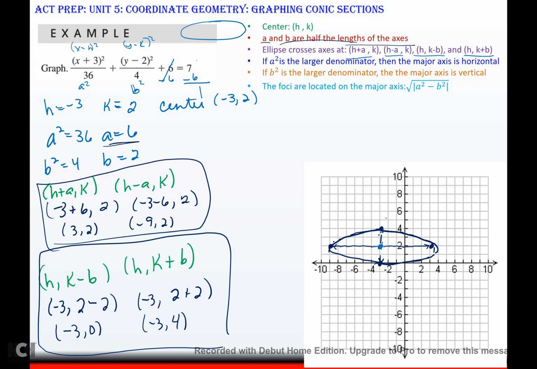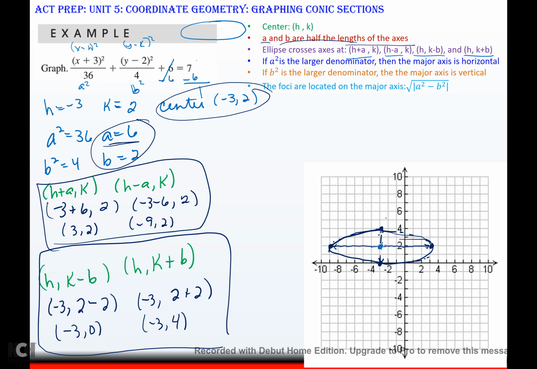Now, we could do a better job, and we could get our foci and all this other stuff. And again, you would want to do that, depending on what the question is asking on the ACT. If they're just trying to make you match the graph, then find your center, find your a and your b, and make sure that the graph that you pick has the correct 6 this way, 6 that way, 2 up, 2 down.